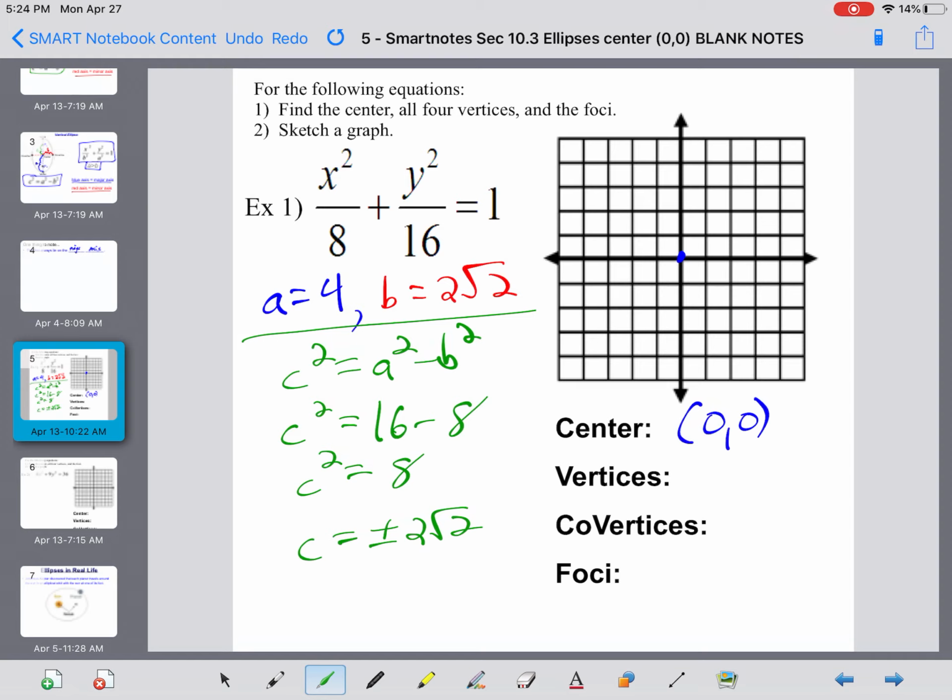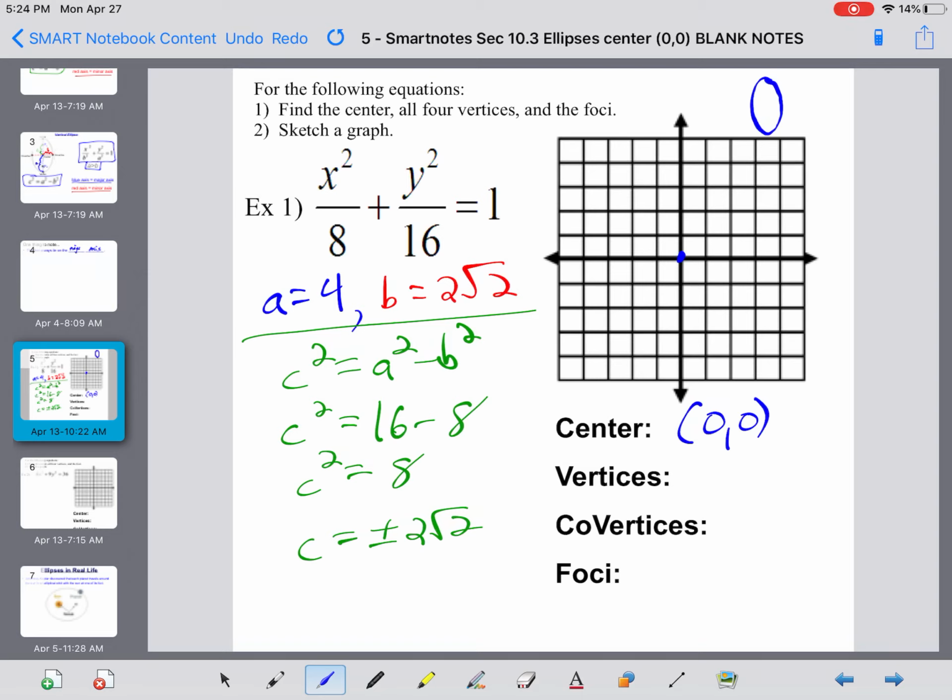Now, it doesn't have to be a plus or minus. All of these values, a, b, and c, they're going to go both ways, up and down, left and right. So really, you're going to do a positive and a negative thing with both of them. So next thing I want you to know is whether this is horizontal or vertical. Because the bigger number is under the y value, this is going to be a vertical ellipse, up and down more than it is left and right.